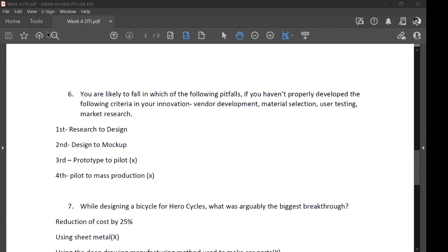You need it to work in the market for the market to accept it. So that's why, like I said, you need to read the question very well, because in the question they've said that if you haven't properly developed the following criteria in your evaluation, which means that they're specifically talking about certain phases of the design process, and they're asking you in which phase of the design process these criteria are most important. That's the part where you're likely to fail. And these steps, what they mentioned, are the most relevant for prototype to piloting and from piloting to mass production.